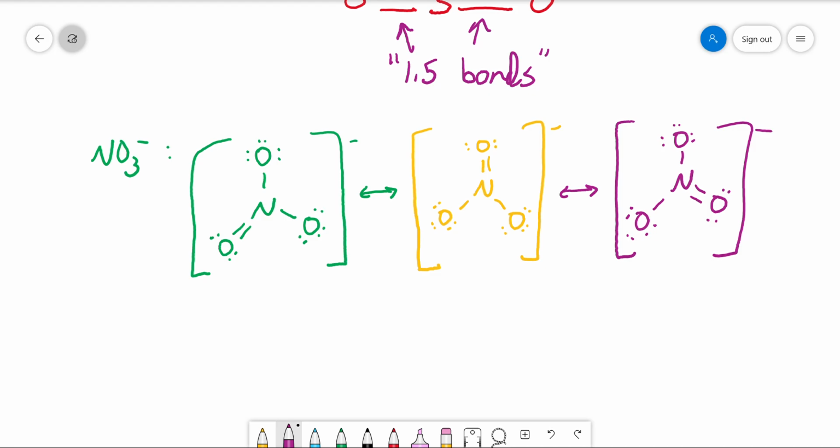But if we were to look at these, really we don't have a single bond anywhere on nitrate. We don't have a double bond anywhere on nitrate. We have like a 1 1/3 bond. So it's an average of all three, okay? And that's it for resonance structures.